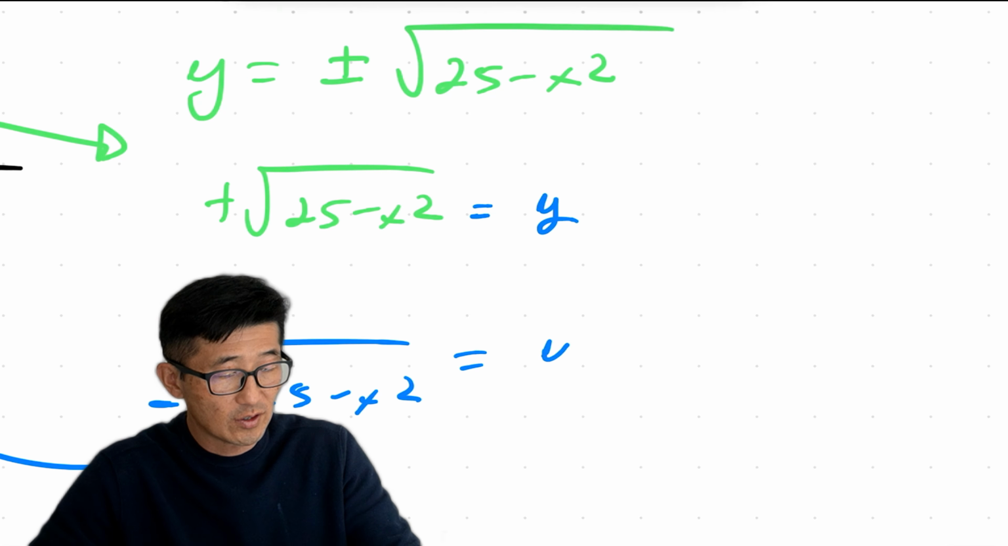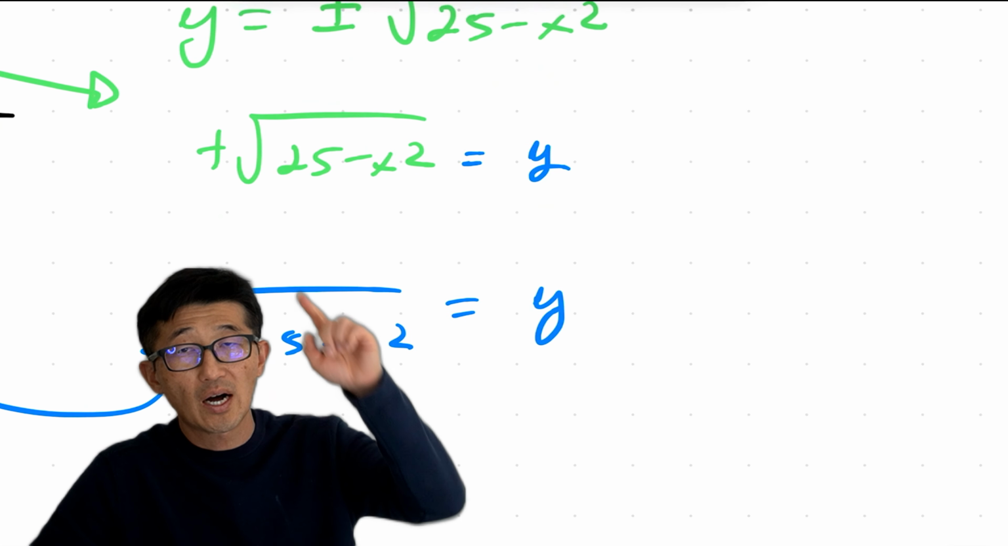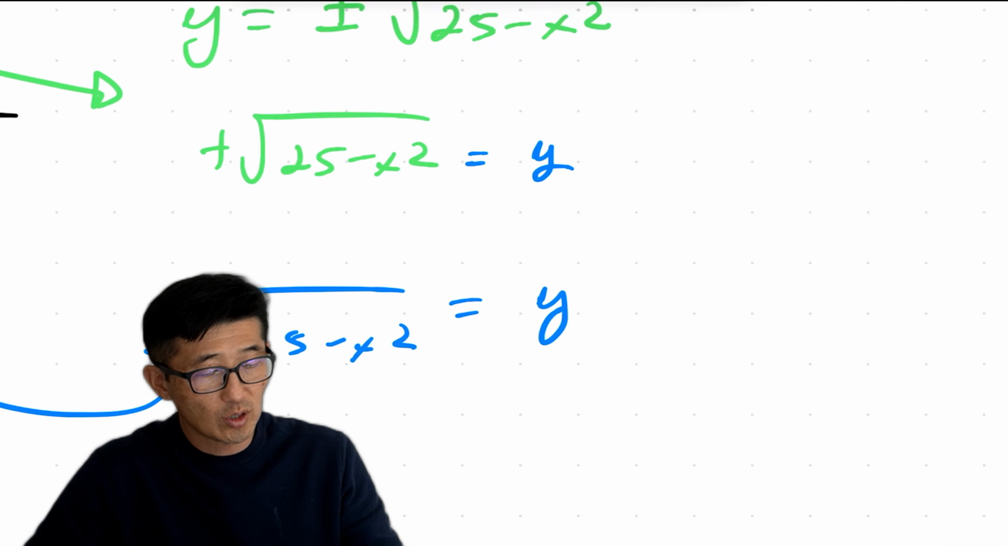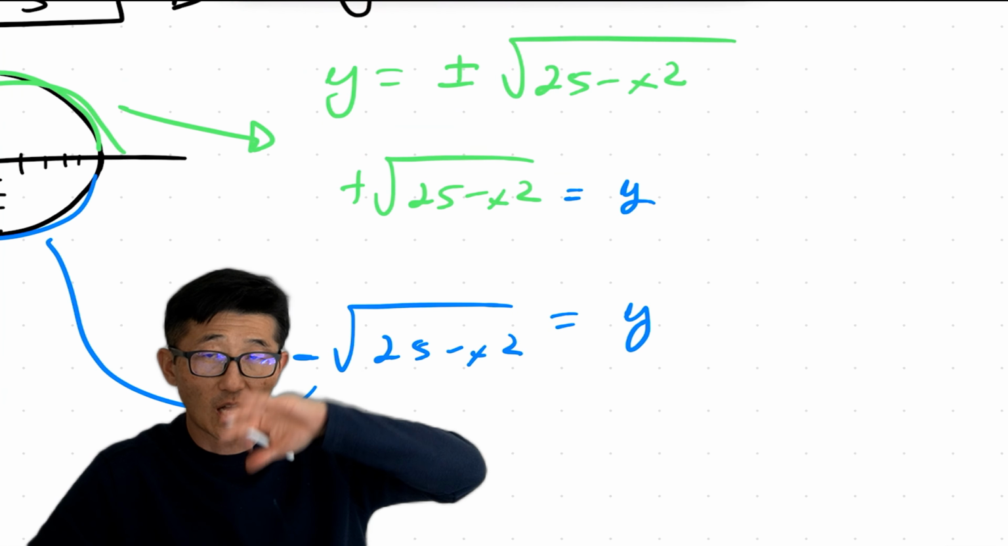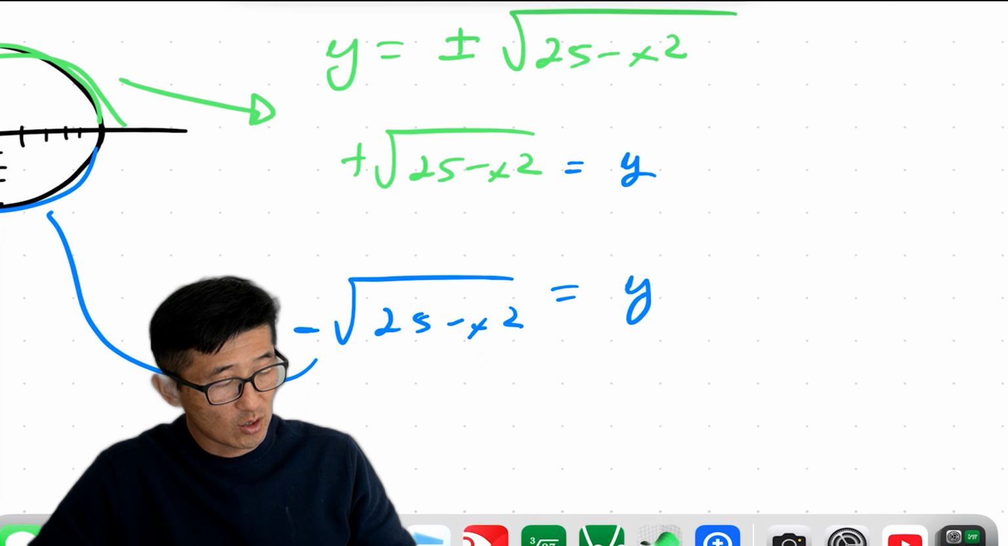Now, to prove this, let's graph both of these. Go to your grapher and graph a positive radical of 25 minus x squared and just leave it like that, and you'll see the top half. And then graph the second one.